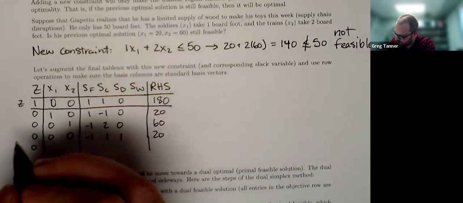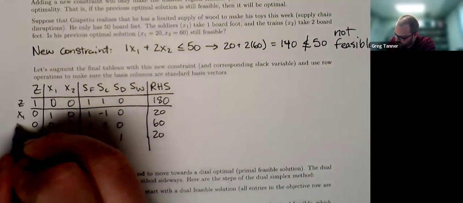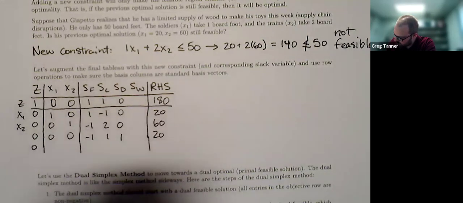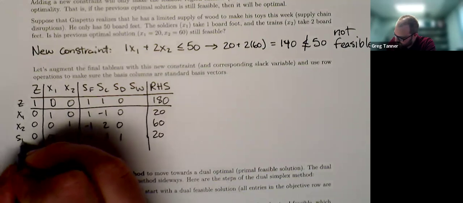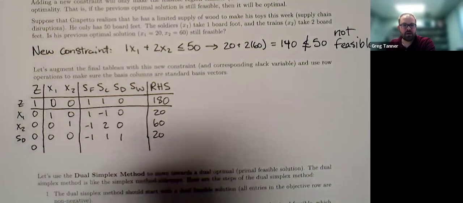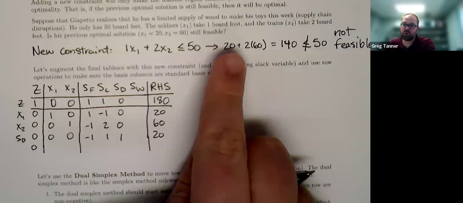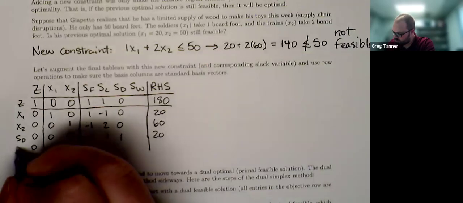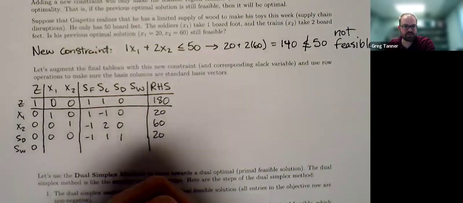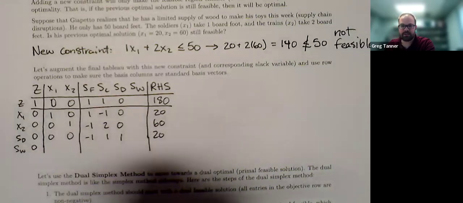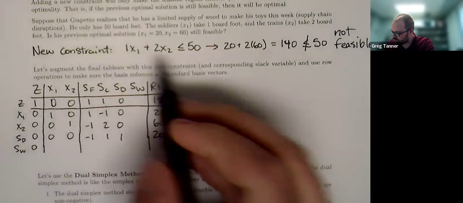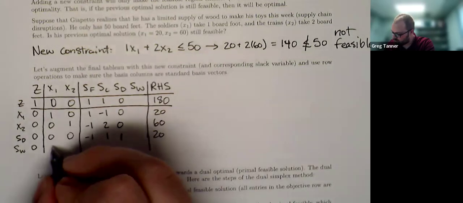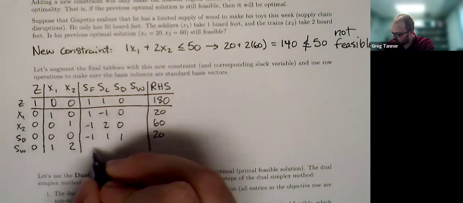Here, let me label the rows. And so this is x1, x2, and slack for demand are my current basic variables. A new constraint corresponds to a new row. And so let's introduce a new row. This row, we'll use the slack variable for this new constraint as the basic variable in that row. And so let's kind of copy this down to here. We get a 1, a 2.